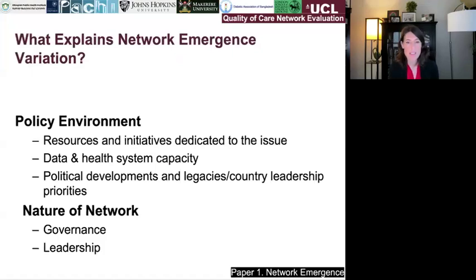So what explains this difference in speed and strength and extent of emergence of QCN in these initial phases in the 4 pathfinding countries? Well, we identified 5 key factors, which we organized in 2 broad categories, the first being policy environment and the second being network features. With respect to policy environment, this really pertains to the developments and dynamics that are external to the network.